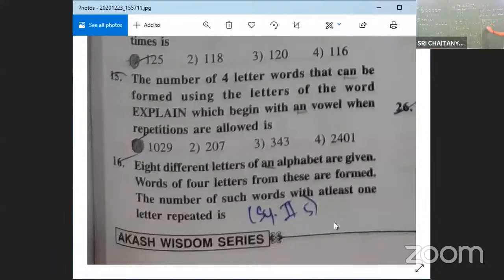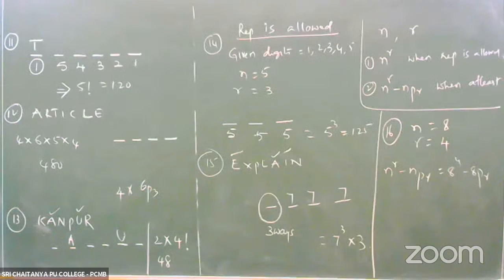At least 1 repeated: n to the power of r minus nPr. That means 8 to the power of 4 minus 8P4. Simplifying this, you are going to get the answer. Copy this one. Yeah, copy this up to 16th problem.